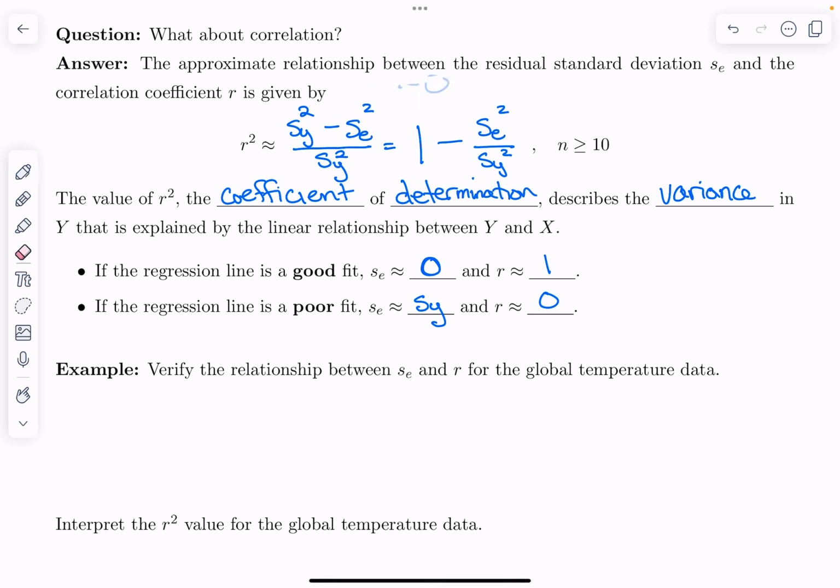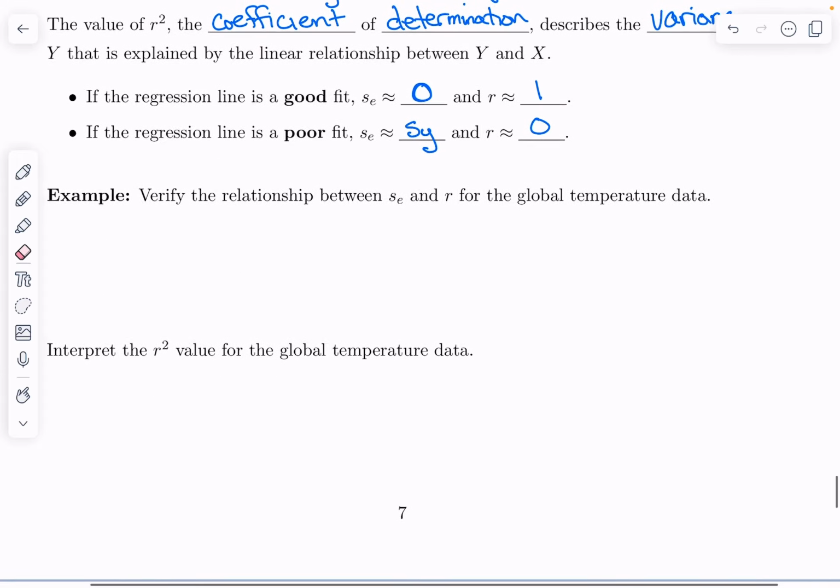And so we can use our value of r squared to describe how much of the variance in y we see that it's explained by the linear relationship between y and x. I'm going to show you that with the graph above in just a second, but first I want to verify the relationship between residual standard deviation and r for our global temperature data.